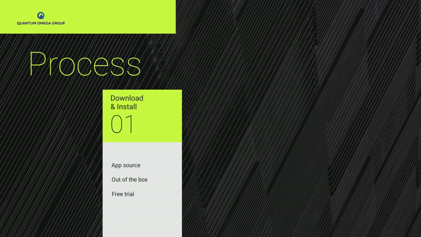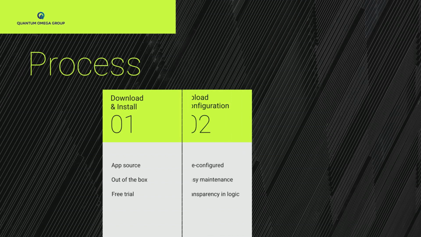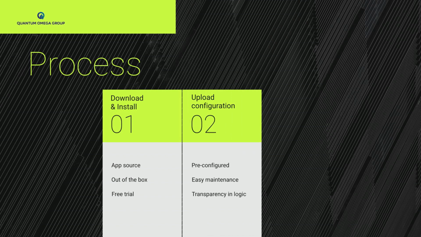Now, let's take a look at a typical process when using the Advanced Sales Tax Framework. First, download and install our app from Microsoft's App Source and use the out-of-the-box configuration and free trial period to assess if our solution meets your sales tax requirements. Next, upload any additional pre-configuration for the countries you do business with. You don't have to install all country configurations, as you can do this later when needed.